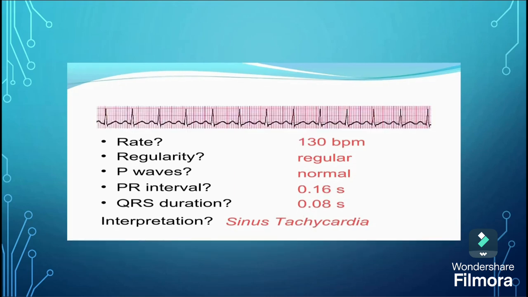Again, you can check this. Rate is normal, rhythm is normal. Rate is high, more than 100. So it is 130 approximately. Regular rhythm. P waves are normal, you can say. PR interval is also normal. So it is sinus tachycardia.